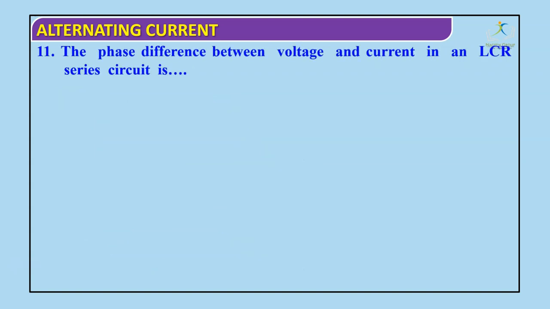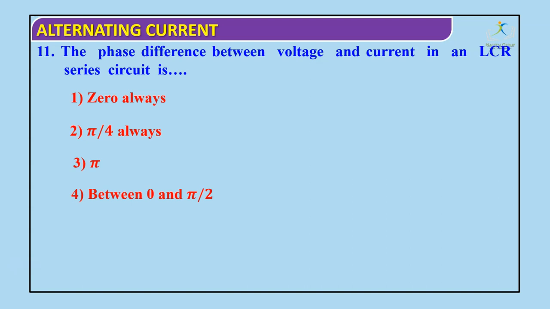The phase difference between the voltage and current in the LCR circuit is 0 always, pi by 4 always, pi by 2 always, or between 0 and pi by 2. The correct answer for this question is between 0 and pi by 2.